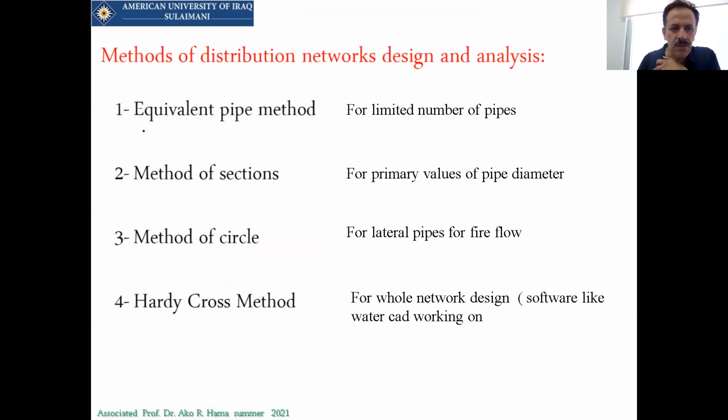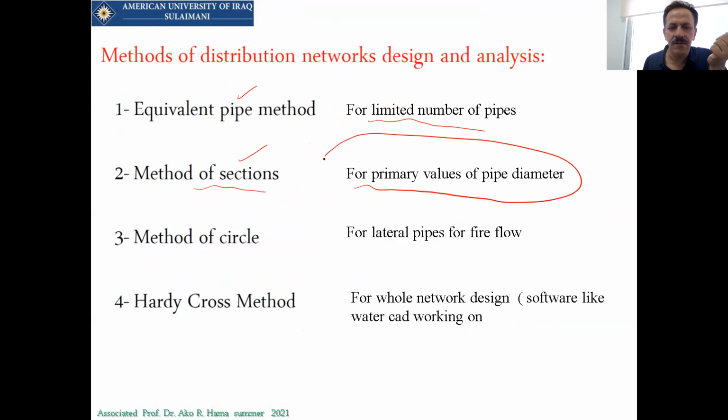We are using an equivalent pipe method, which is for a limited number of pipes. We have a method of sections. This will help you to at least have an idea about the pipe diameters. And what is the method of sections? You have the master plan of the city. Let me see, this is the master plan of the city.